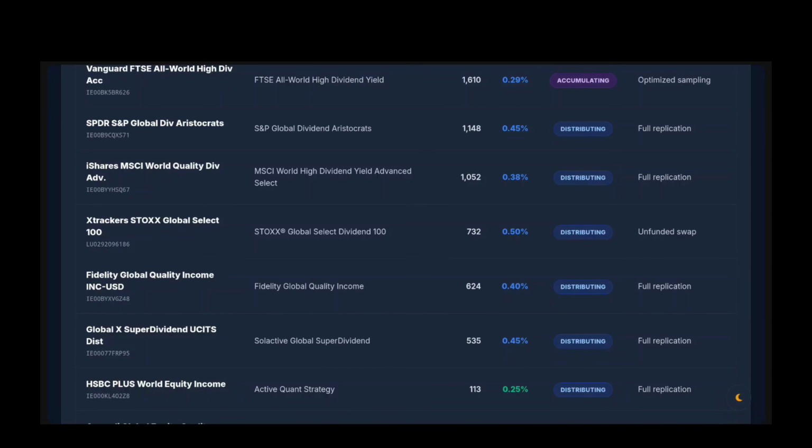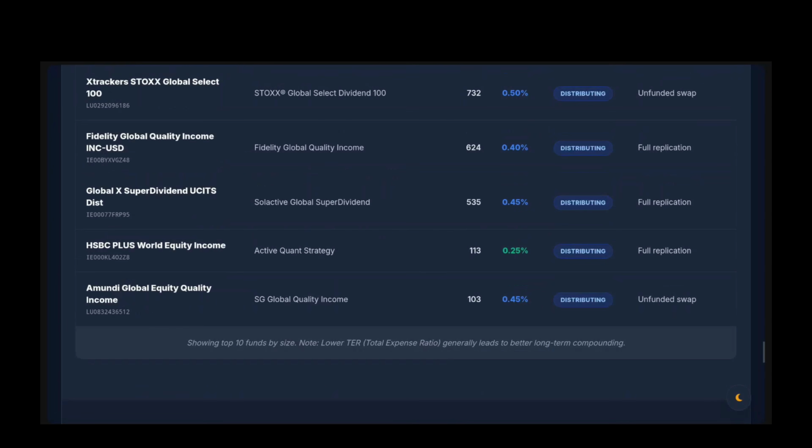We then have the Global X Super Dividend UCITS distribution, Sol Active Global Super Dividend, 535 million and a 0.45 expense ratio, distributing, and it is full replication. We then have the HSBC Plus World Equity Income, which is against the Active Quant Strategy Index, 113 million and 0.25% expense ratio, distributing, and full replication.